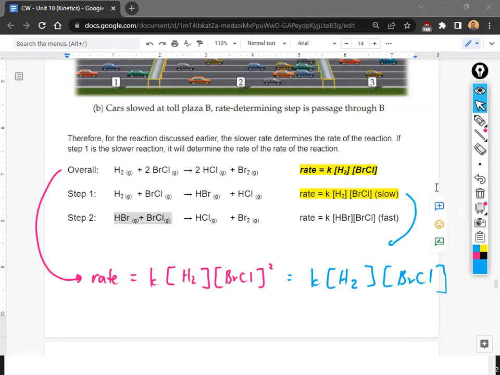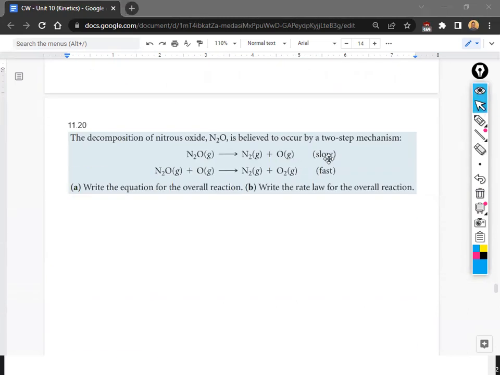Why would they just give you that? Because you can't determine this just by looking at the reaction. You have to do it experimentally. So they'll either tell you which one's slow or which one's fast, or they'll give you the rate. Like, hey, this step's rate is 0.5 molarity per second, and this one's is, I don't know, 2 molarity per second. Then you'll be able to determine which one's slower and which one's faster.